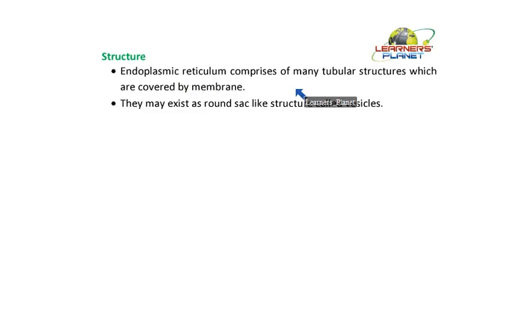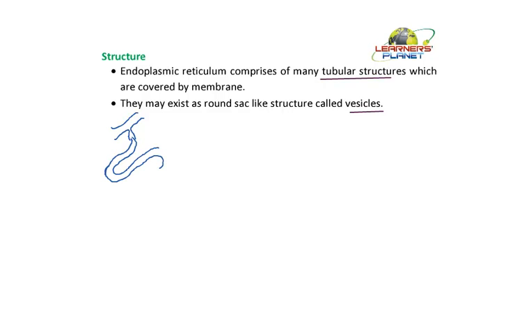Structurally, the endoplasmic reticulum is comprised of so many tubular structures, and that we have already mentioned in the previous slide. Now these membrane-bound structures are either present in the form of tubules or they may exist in the form of vesicles. Now these two things should be very clear, what we mean by these two terms. A tubular structure is very clear, that is in the form of a tube. So it is something like this. So these are forming the tubules here.